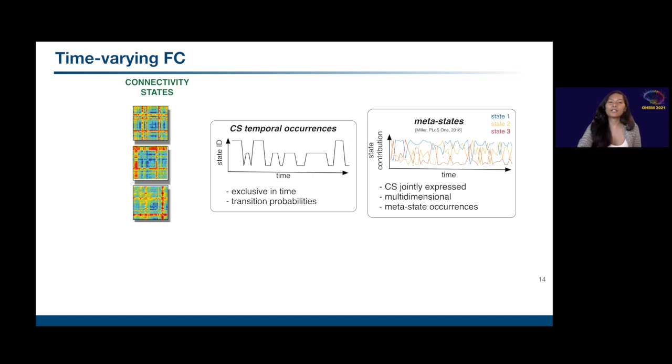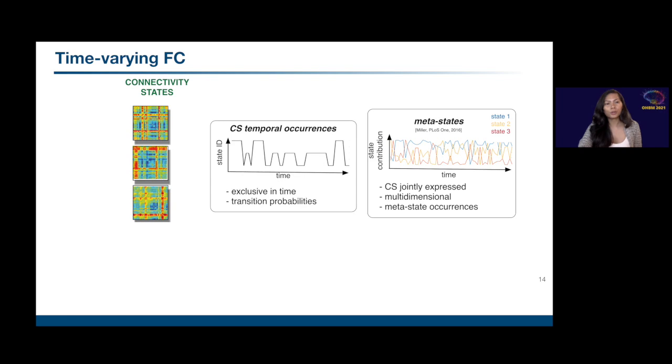Meanwhile, if we are able to obtain states that can jointly occur at a single time point, then we call them the meta states, which means that at a single time point, the behavior is described by a combination of multidimensional connectivity states, in this case known as the meta states. And then, of course, from that, we can compute their occurrences and co-occurrences.